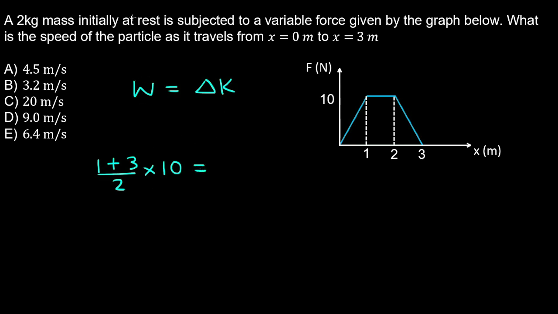And the initial kinetic energy of the particle is 0 because it's at rest. So therefore the work done is equal to 1/2 by the mass by the speed of the particle squared. So that gives a speed of 4.5 meters per second. So the correct answer is A.